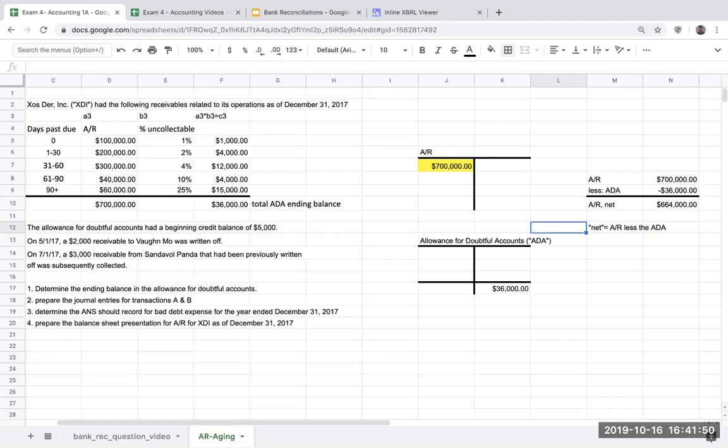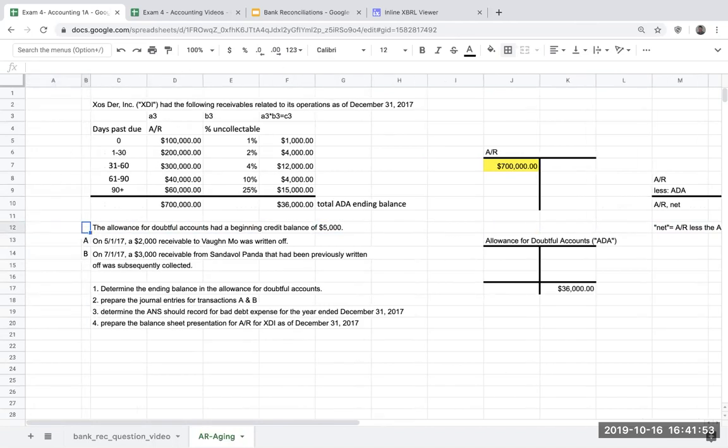Okay. What I then need to do is prepare the journal entries for transactions A and B. The next thing I need to do is record bad debt expense. One of the other things the problem tells me is that the allowance for doubtful accounts had a beginning credit balance of $5,000. So I'm going to put that here. This is my beginning balance. How are we doing?